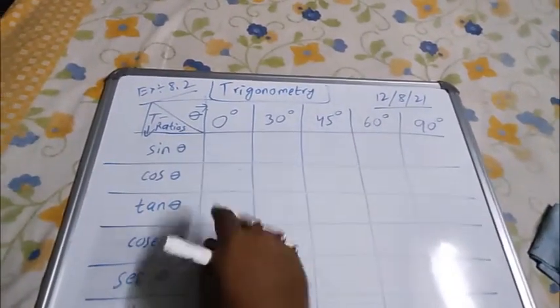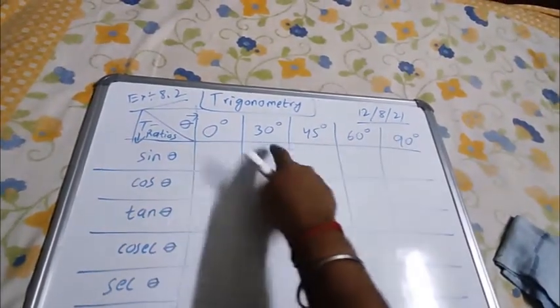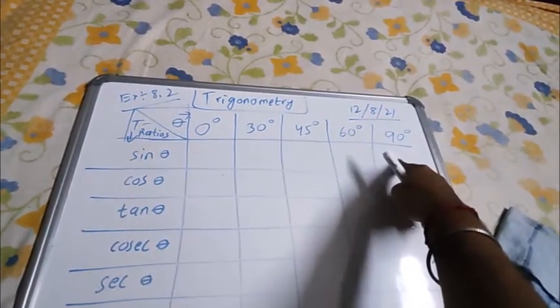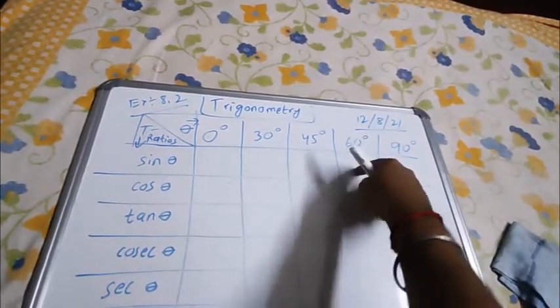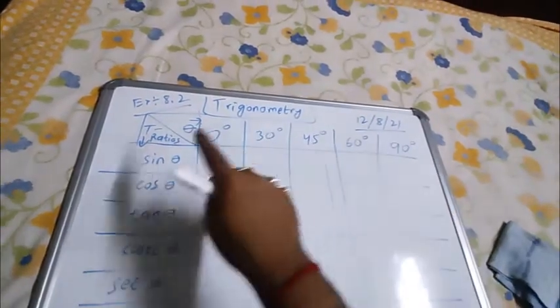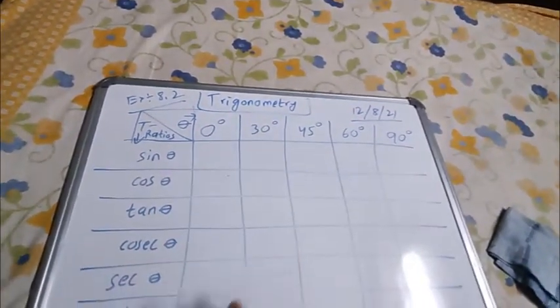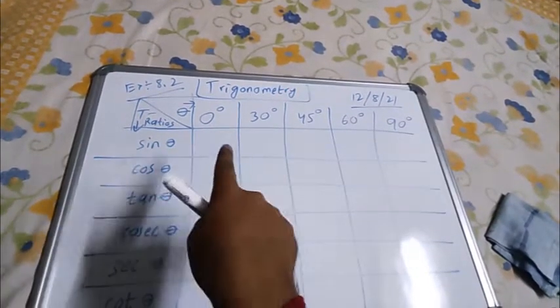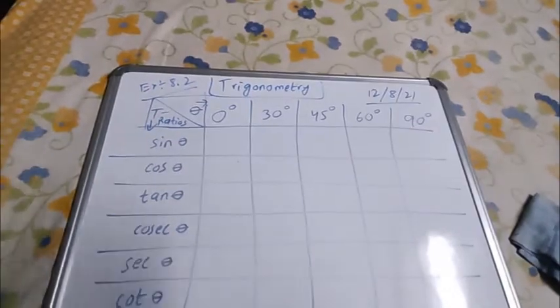Now the trick to remember this table is always to remember the values of sine. All the 5 values of sine theta you should remember: sine 0 degree, sine 30 degree, sine 45 degree, sine 60 degree, sine 90 degree. With these 5 values of sine theta, you can get the values of cos theta, tan theta, cosec theta, sec theta, cot theta. Only one you should know, that is sine. You can do all the others. See how to do that.